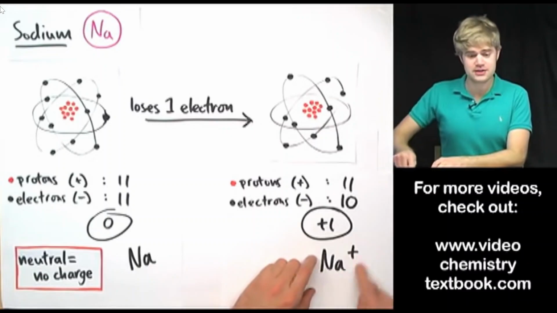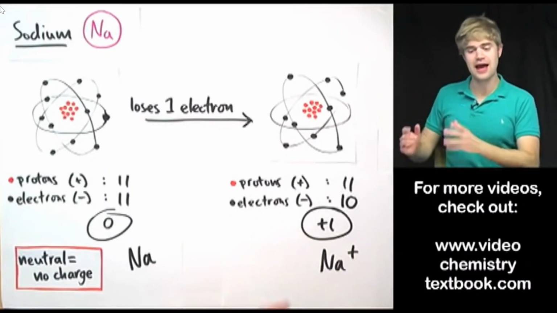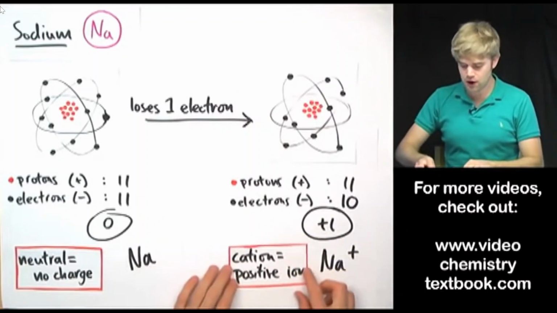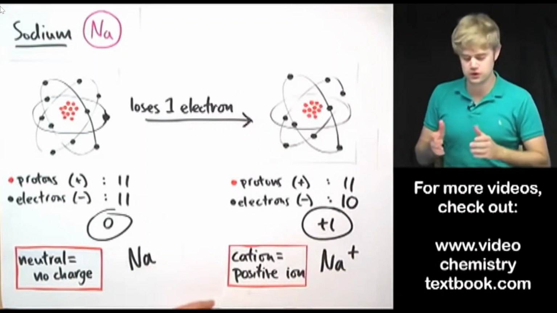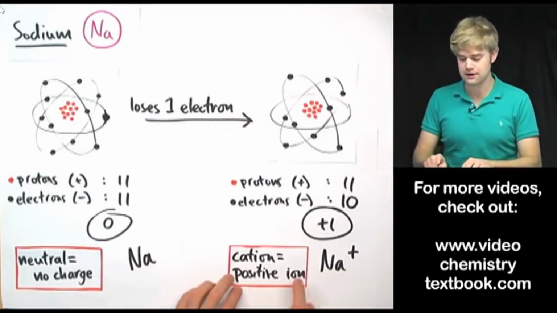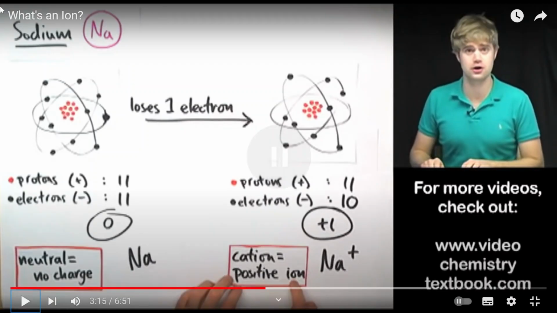So Na plus here is an example of an ion. It's an atom that has a charge, and it's a specific type of atom. We have a name for this. We call it a cation, which is what we call any ion that has a positive charge. So cation is the name of a positive ion.